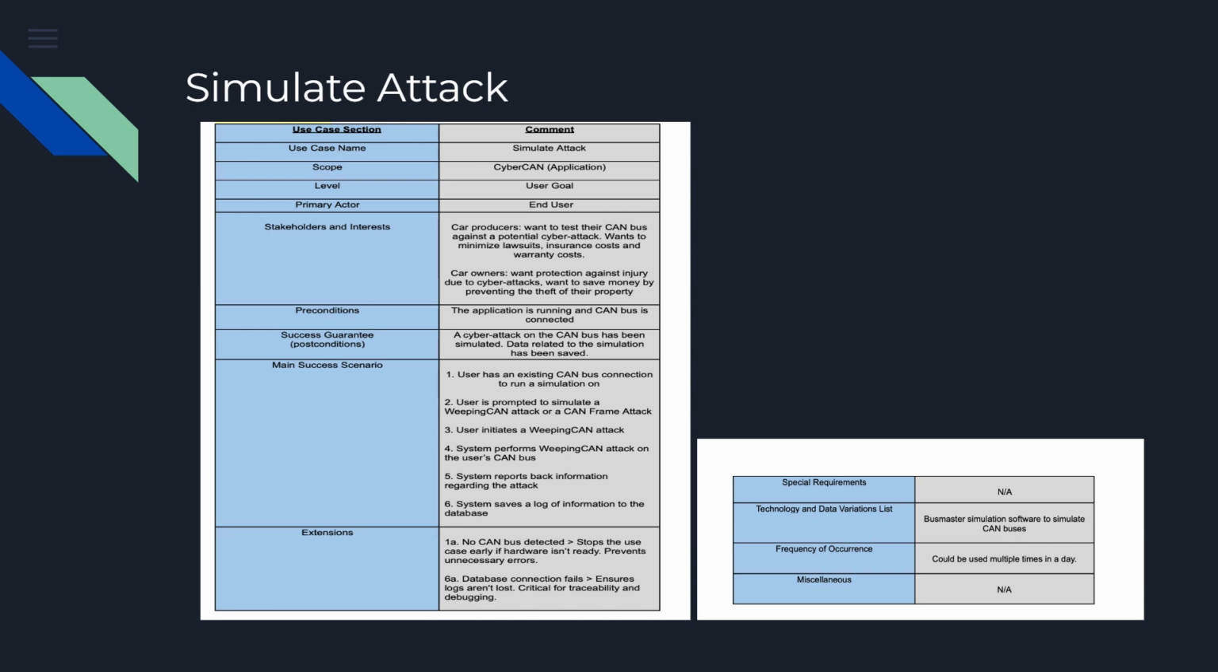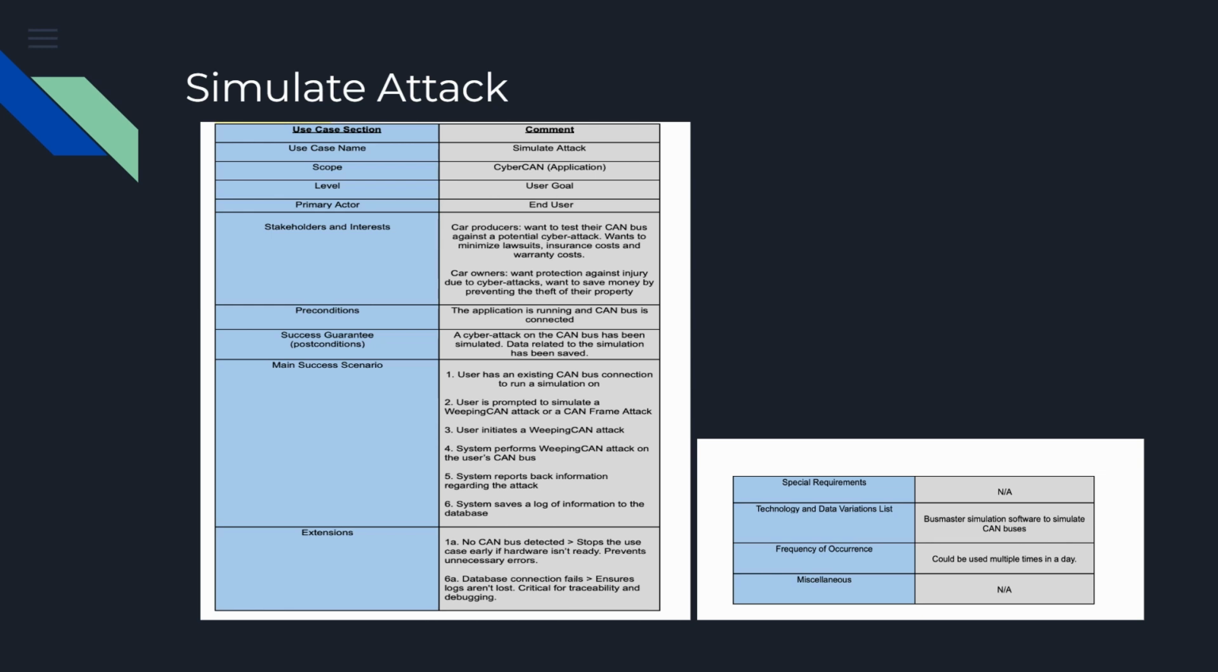Third one is user initiates a weeping CAN attack. Fourth is system performs weeping CAN attack on the user's CAN bus. Fifth is system reports back information regarding the attack. And then sixth is system saves a log of information to the database. For the extensions, no CAN bus detected. For like the first step, stops the use case early if hardware isn't ready, prevents unnecessary errors.